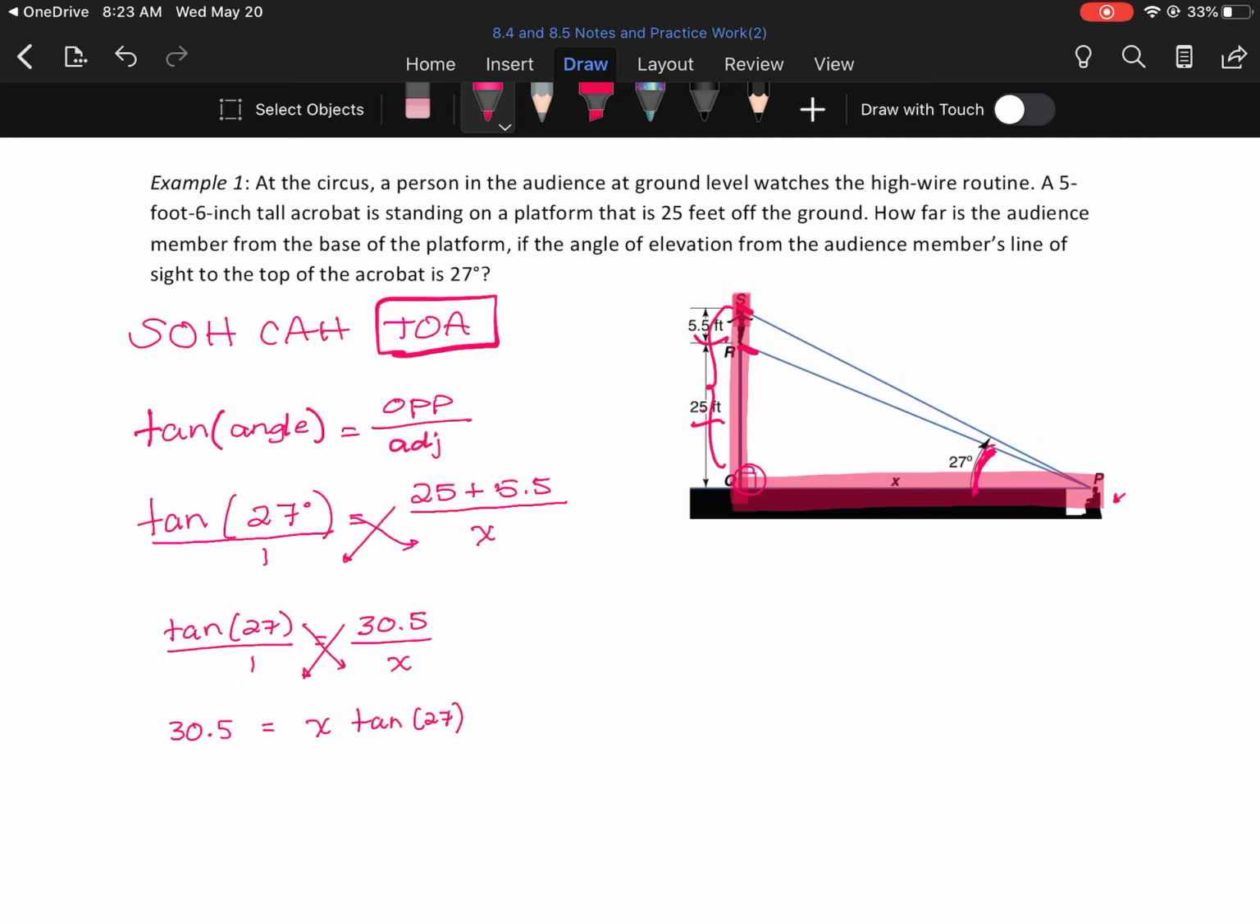If it makes you feel more comfortable, you may change the tangent of 27 to a decimal here. I prefer to leave it until the last step. That way I get a slightly more accurate answer, but that is completely your choice. Your answer won't be really far off. The 1 or 2 decimals might be different. So now to get x by itself, I need to divide both sides by the tangent of 27.